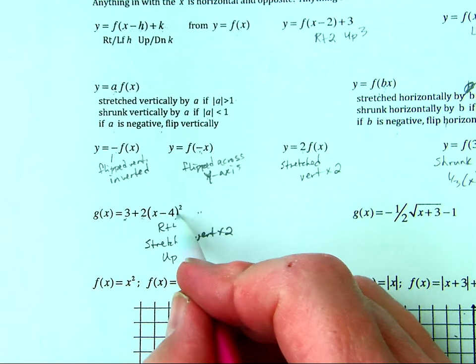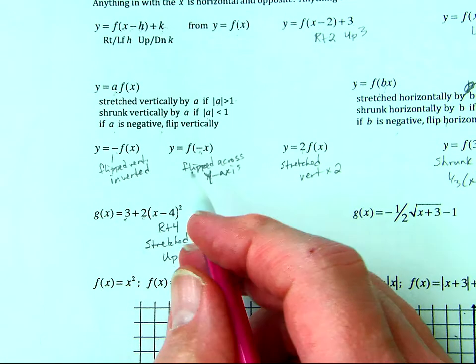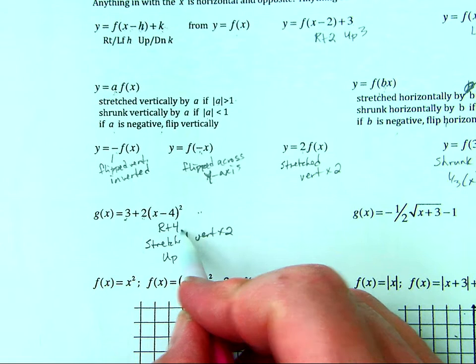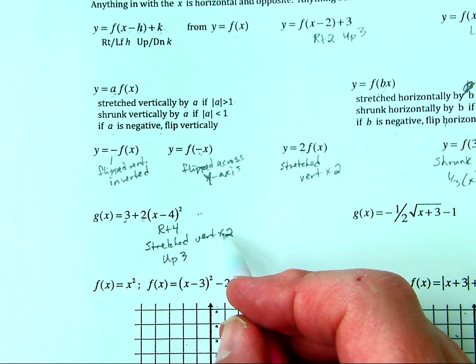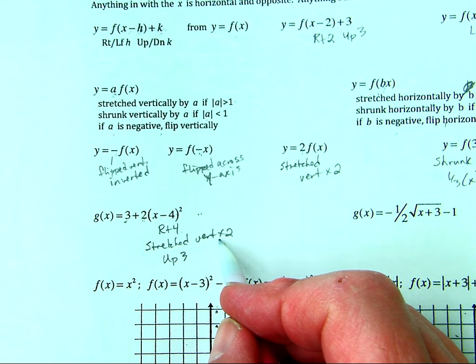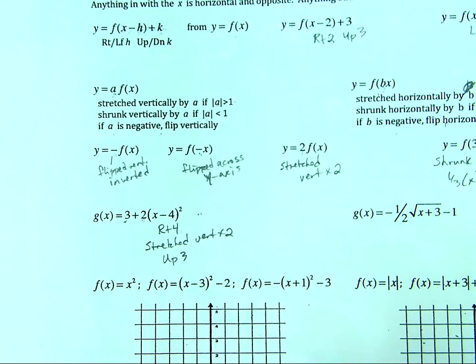So here you would take a parabola, because that's a squared graph. You take a normal parabola, you'd shift it right 4. You'd stretch it vertically by 2, so you take all the y coordinates and double them, and then you move the whole graph up 3.